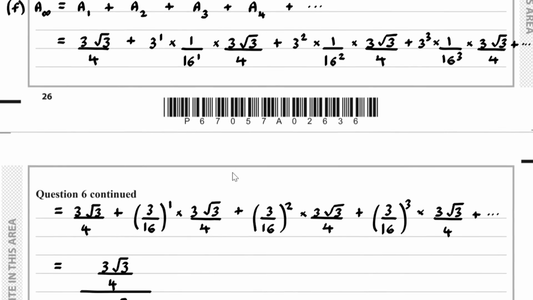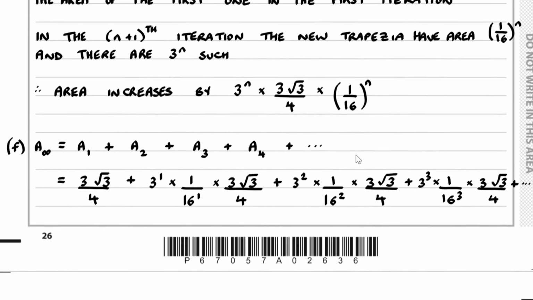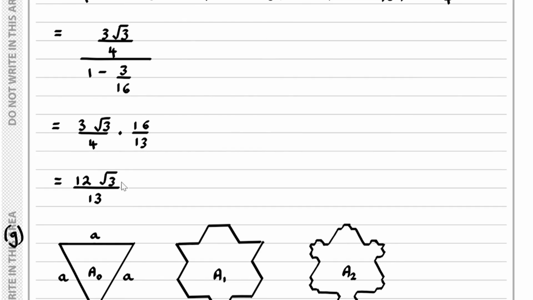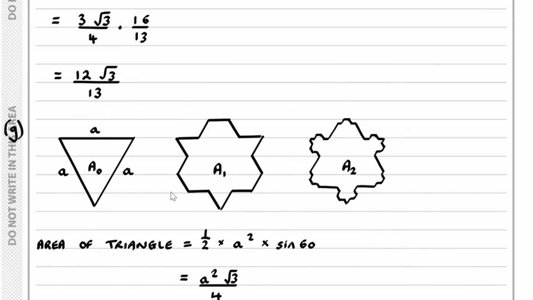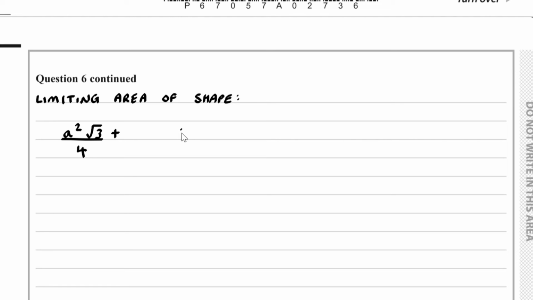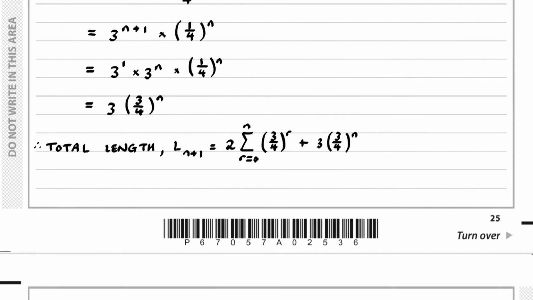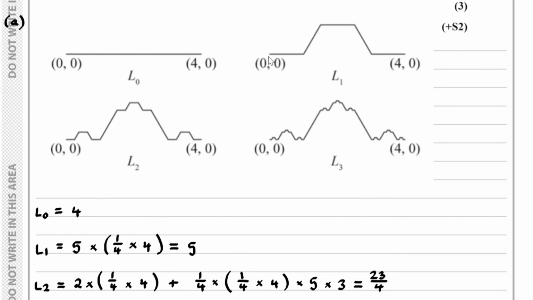Now if we continuously add on those trapeziums, we know that as A tends towards infinity, the area of all those will limit towards 12 root 3 over 13. So we have 12 root 3 over 13, which we need to add on. But that's for one of those lengths. If we go back to the diagram, that's when we have one length and continuously add on. But we've got 3 of those lengths because we've got 3 sides of a triangle.